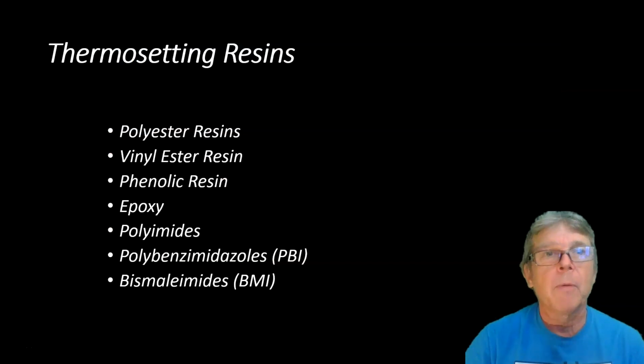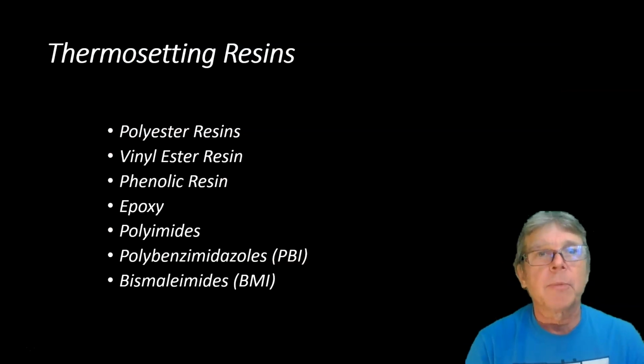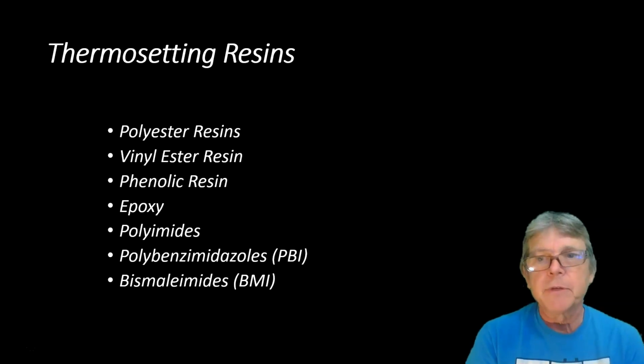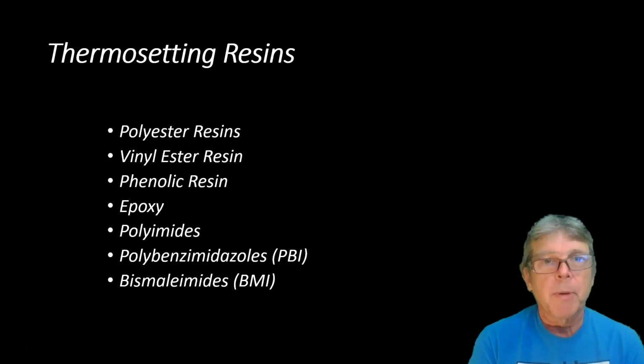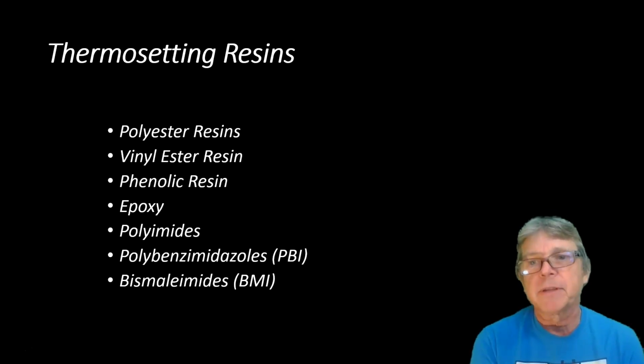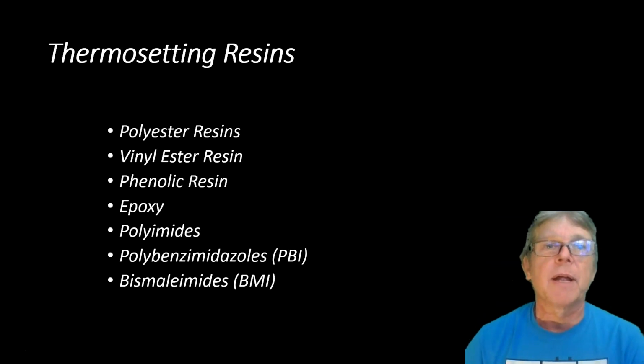But here's what we need to know about resins. These resins we're using are thermosetting resins. This is a whole family of resins. There's polyester and vinyl, and that's what you can buy at the auto parts store. Polyester and vinyl are the most common, but they are definitely not used in aircraft. Aircraft mostly uses epoxy, polyamides, PBI and BMI type of resins.